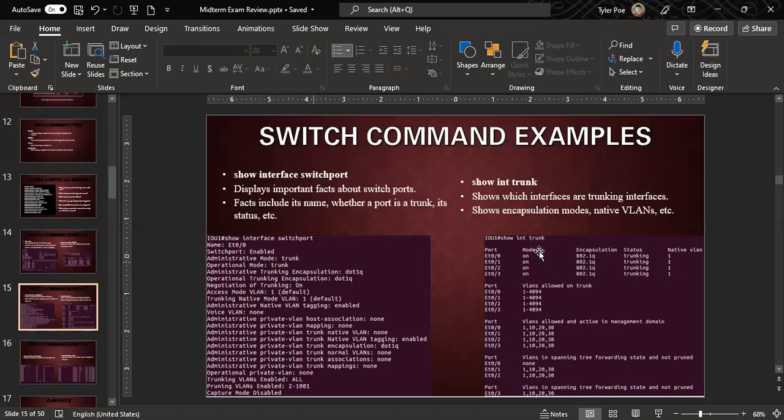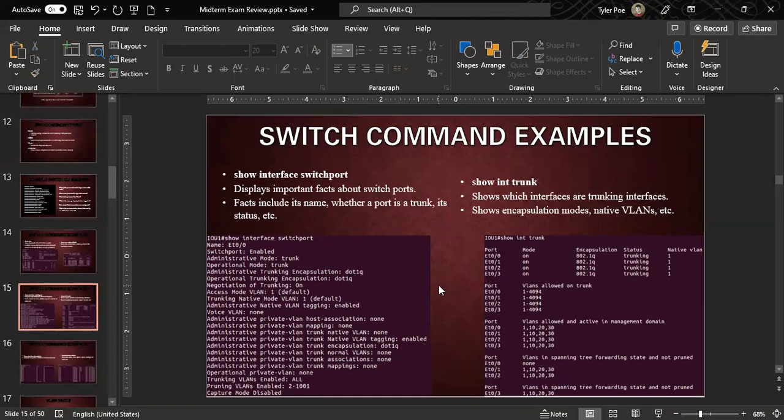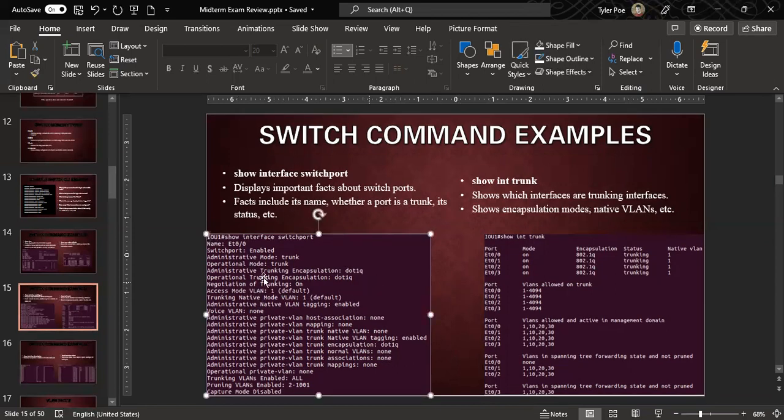That's actually why I put it next to this command, show int trunk. This is pretty obvious. It shows information about the trunks, like the encapsulation mode, which ports are set as trunks and their status, and also the native VLAN. It's a lot clearer than the other one, obviously, but both are important and they're both useful in their own right. Specifically, if you want to know the administrative and operational mode, you need to use show interface switchport.